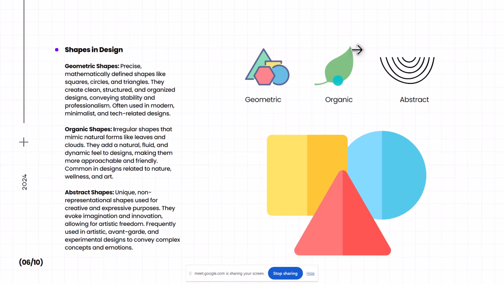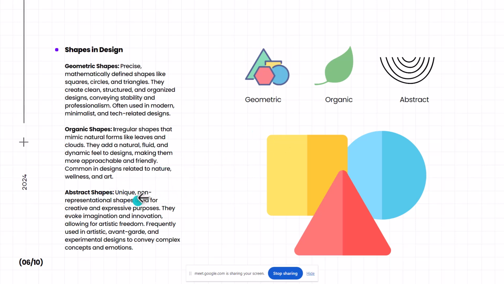So aside from geometric shapes, which are our normal triangle, circle, square, and the rest, we also have organic shapes, which are shapes created to represent a particular item or an object, for example. As you can see here, for the organic shape we used a leaf. It could be a human face, it could be a phone. You can use a shape to create the shape of a phone, more like an icon. If I read here, it says irregular shapes that mimic natural forms like leaves and clouds. They add a natural, fluid and dynamic feel to design, making them more approachable and friendly. So that's basically organic shape.